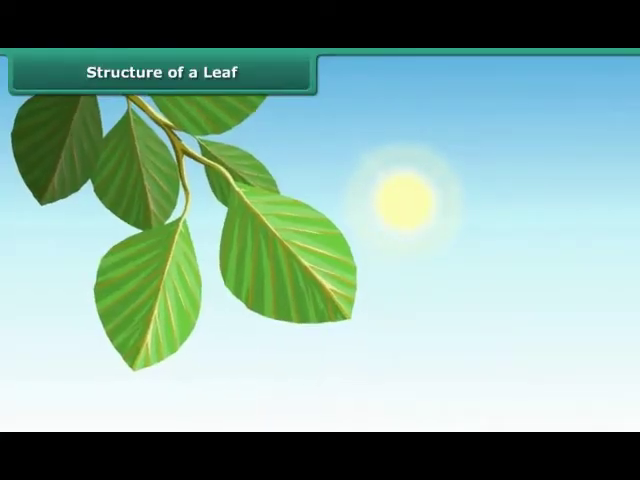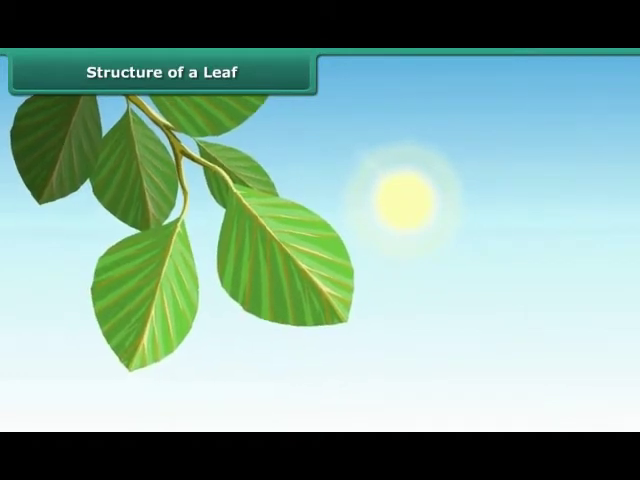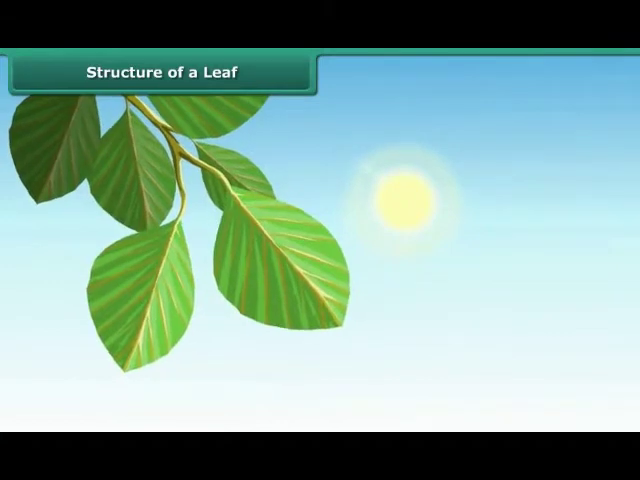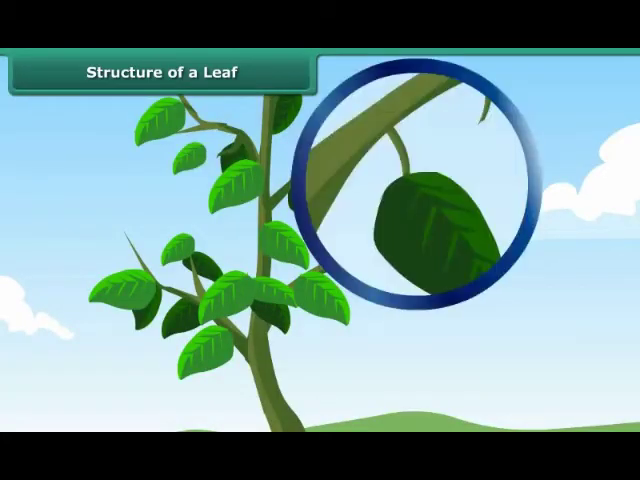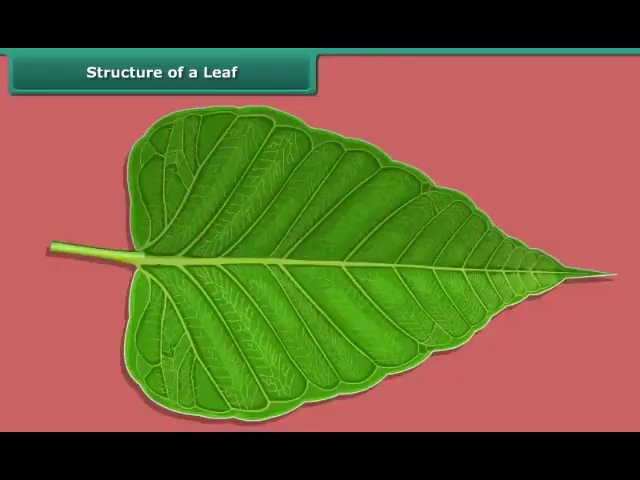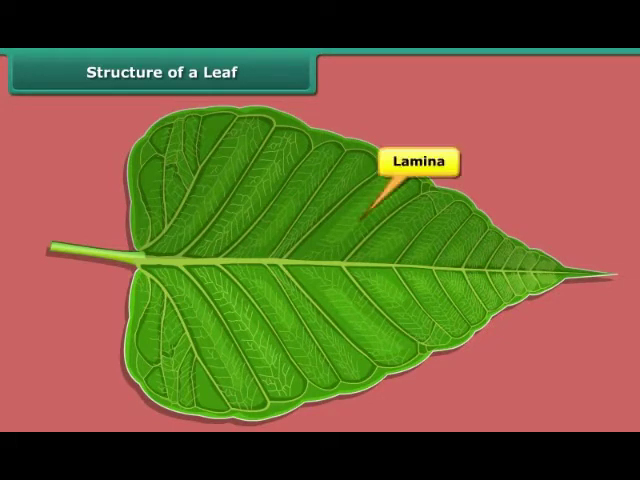A leaf is a flat, green structure attached to a node on the stem. The stalk by which a leaf is attached to the stem is called the petiole. The thin, flat and white part of the leaf is called lamina. The lamina is green in color.